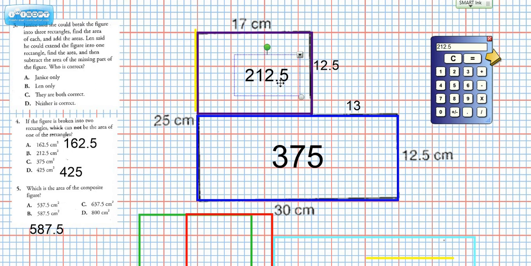Now, if we look at the choices that they have here, do you see the problem? See, this number matches choice B, and this number matches choice C. So the reality is there really is no right answer for number 4. There really should be choice E, which is all of these could be, depending on if you break it up in a vertical or a horizontal way. So this is really an incorrect question.